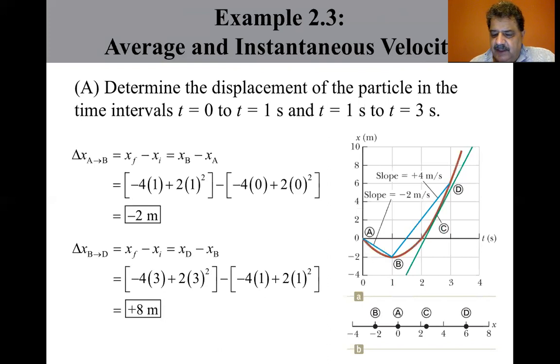These displacements can also be read directly from the position time graph. If you look at B and D, you'll see from -2 to 6, you get 8.